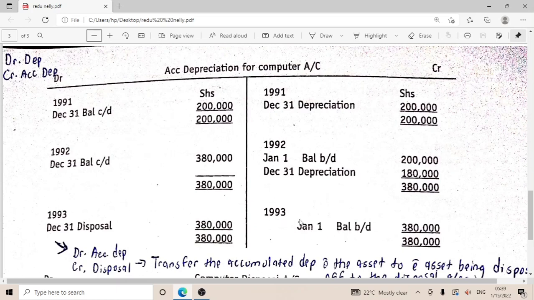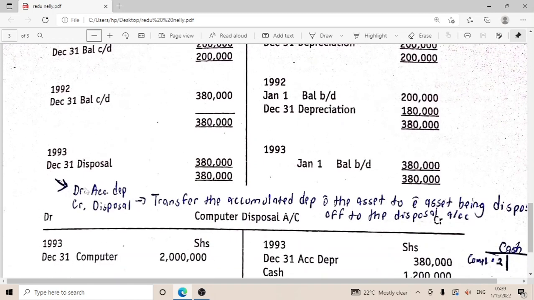So in 1993 it will be Jan 1st, and then balance carried down of 380,000. And then remember, this is our year of disposal. In 1993 December 31st, that's when it was disposed of. So you show that it was disposed of, and now you're transferring the accumulated depreciation to the disposal account, which is 380,000. So with this you will always debit the accumulated depreciation and then credit the disposal account.